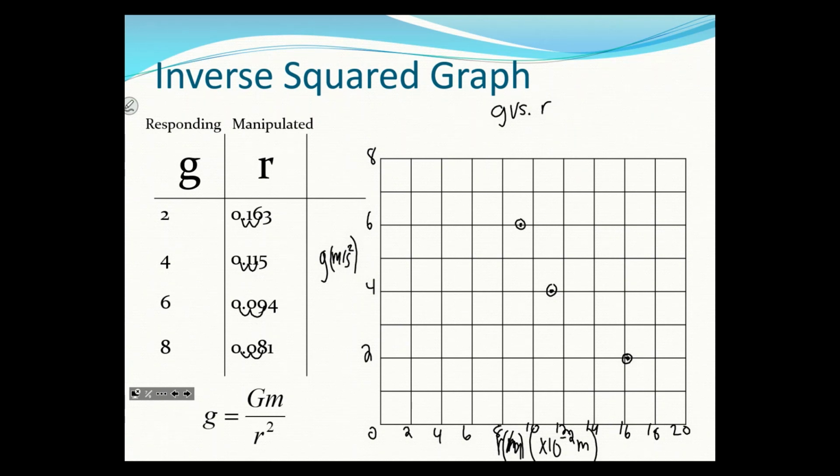6 and 9.4, and 8 and 8.1. Right, so you can see that we don't get a straight line, we get a curved line when we do this. So it looks super similar to the graph that we had before. So now I'm going to straighten out my data.